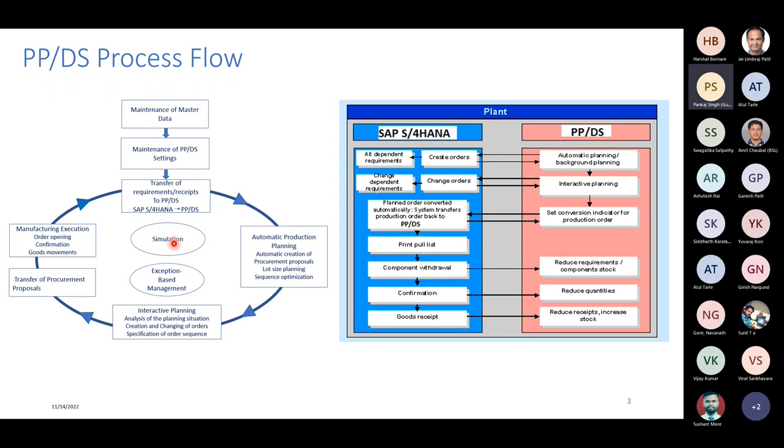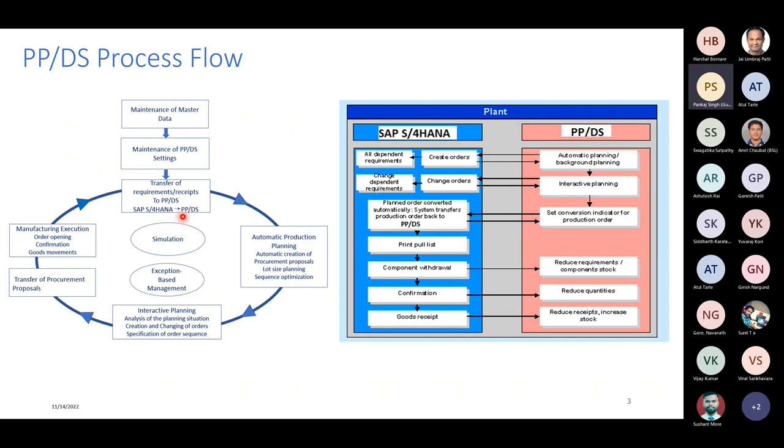Very high level, this is a PPDS process flow. Obviously, we are going to go into detail of each of these boxes, but just to set the context of what happens end to end in a PPDS. So this is a good representation of that. First, maintenance of master data. We all know, being SAP consultants, that we need to maintain the master data so that PPDS works, and that happens for PPM and everything. Then maintenance of PPDS settings. We'll see what those technical settings in the system are that we need to do. And then transfer of the requirements and receipts to PPDS.